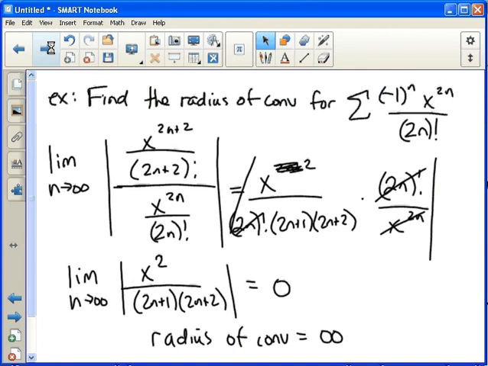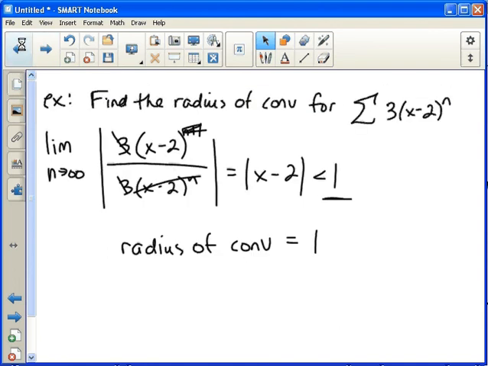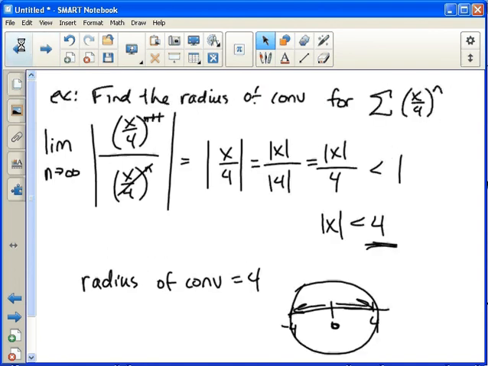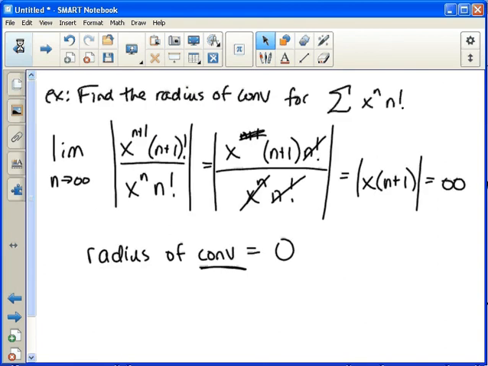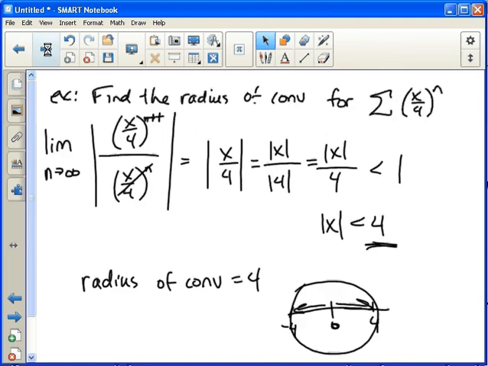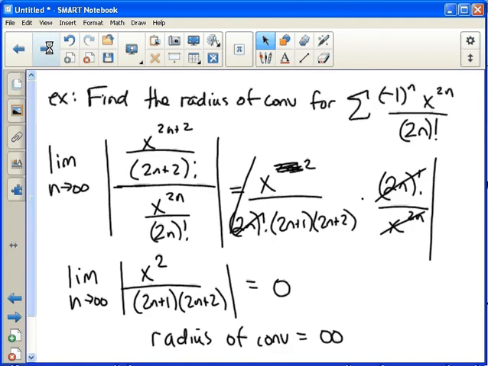So in the two examples before this, you see x was part of our limit. So when we took the limit, x still showed up. So it depended a little bit on x how our radius turned out. Whereas in our very first example here, the limit was just infinity, x was gone. And in our last example here, the limit was 0, x was gone. So in that case, it didn't matter what x was. It either always converged, in this case, or in that first example, always diverged.